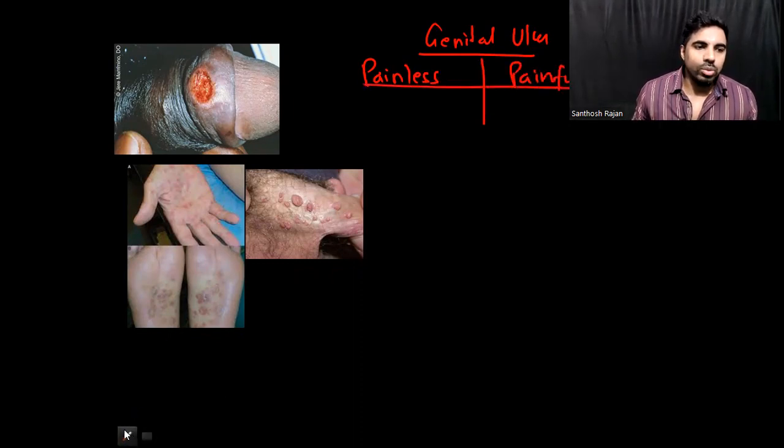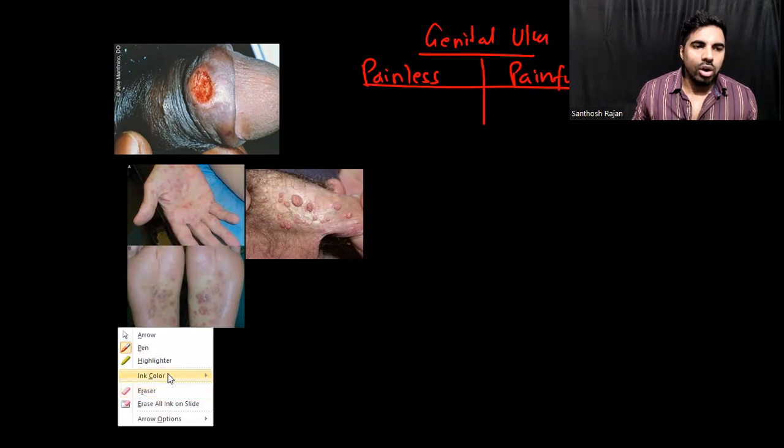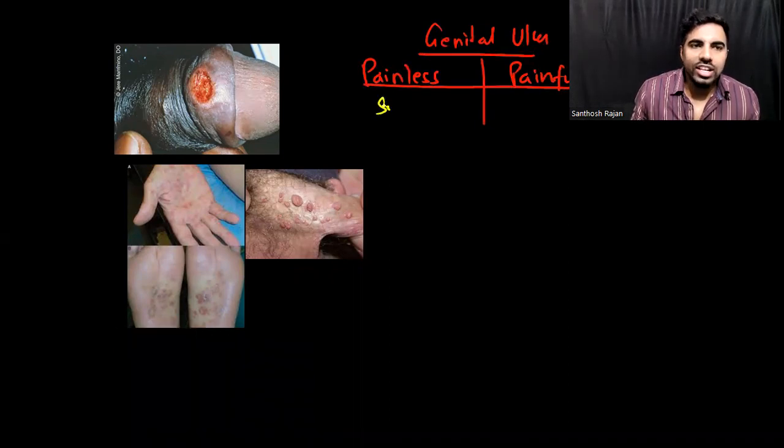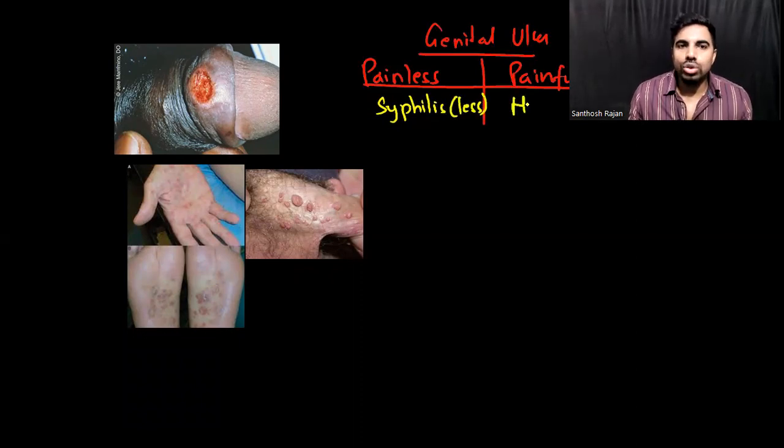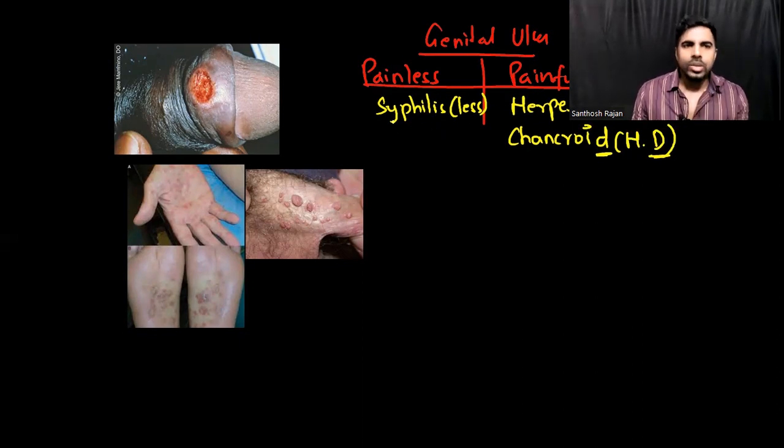Painless means almost always it is syphilis. Painless means syphilis. If painful, it's usually herpes. Not only herpes, also chancroid, which is caused by H. ducreyi. D for chancroid, ducreyi. LGV can also come, but in LGV the bubo is painful. But it's okay, just remember these two are the common ones.